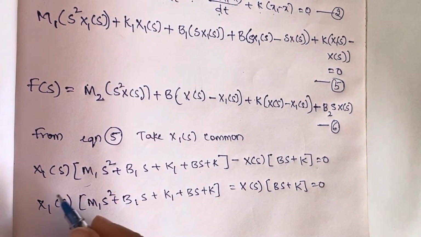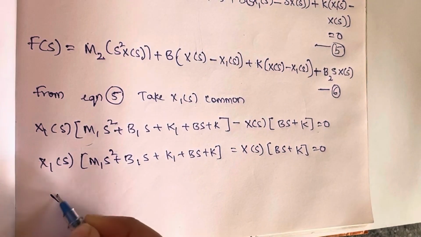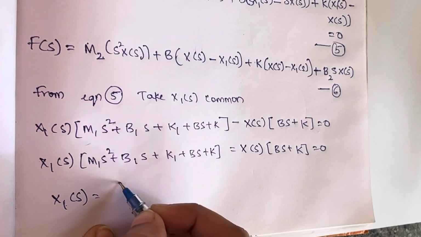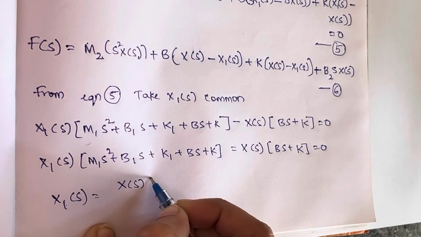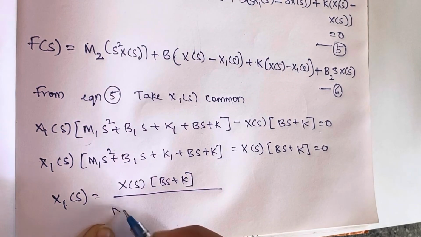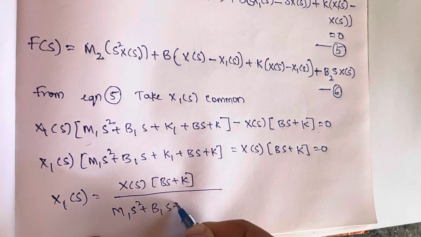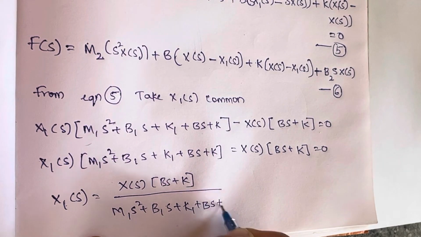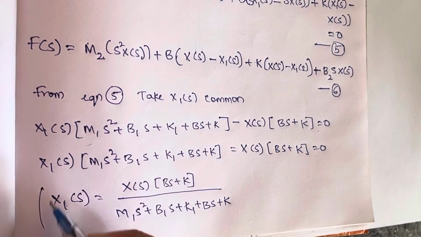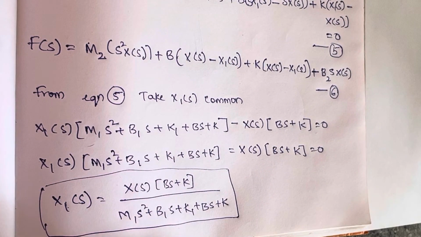Then we need only x1 of s. Then x1 of s equals, take this down, then we get x of s into bs plus k by m1 s square plus b1 s plus k1 plus bs plus k. So this is the x1. But this is not the final answer. We need the transfer function of the system.